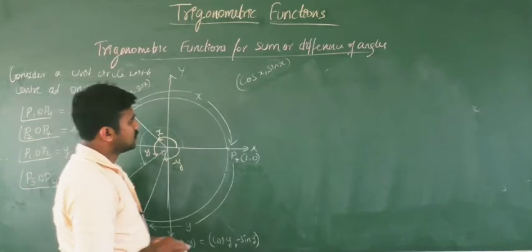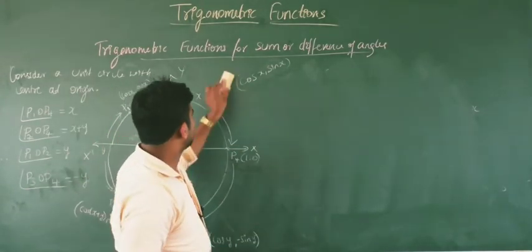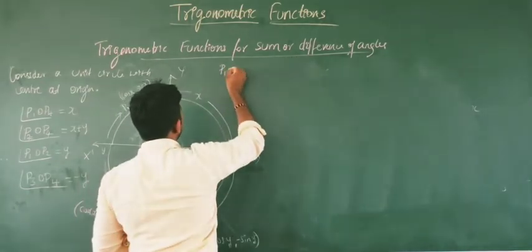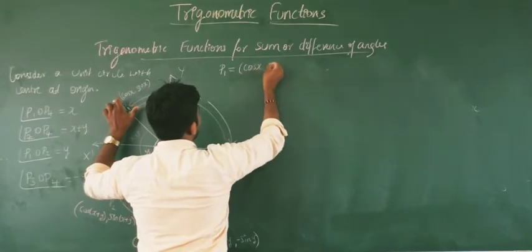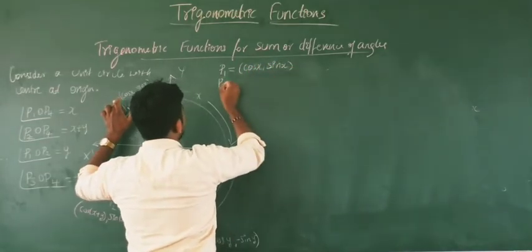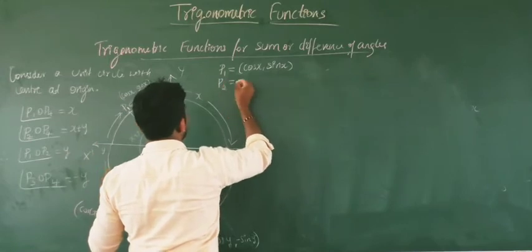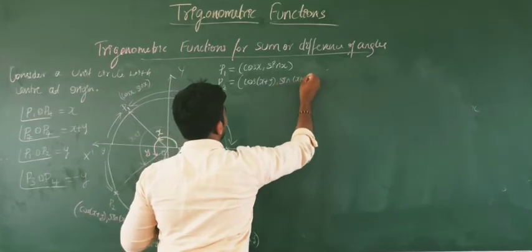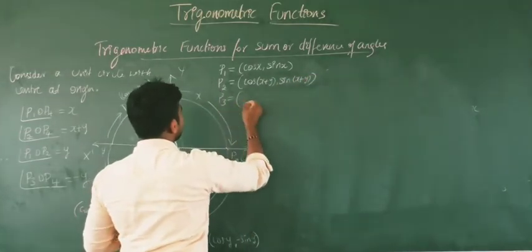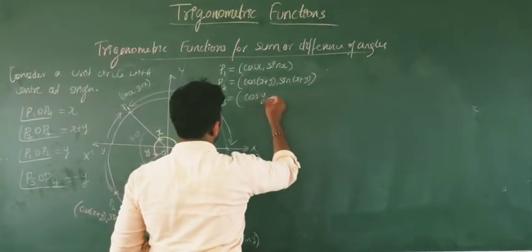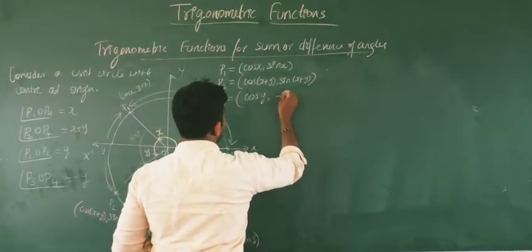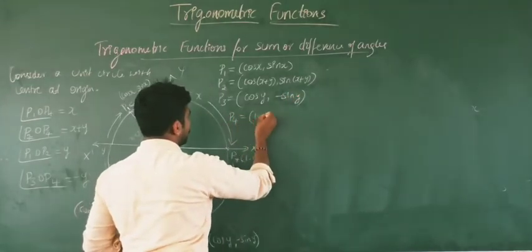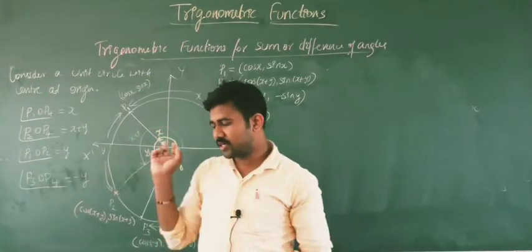Okay, so I'll write the coordinates of P1, P2, P3, P4 here. The coordinates of P1 is nothing but cos x comma sin x. P2 is cos of x plus y comma sin of x plus y. Coordinates of P3 is nothing but cos y comma minus sin y, and coordinates of P4 is 1 comma 0. Likewise, 4 points you have with the coordinates you know.